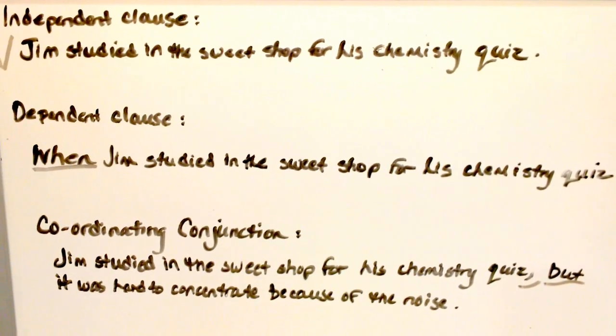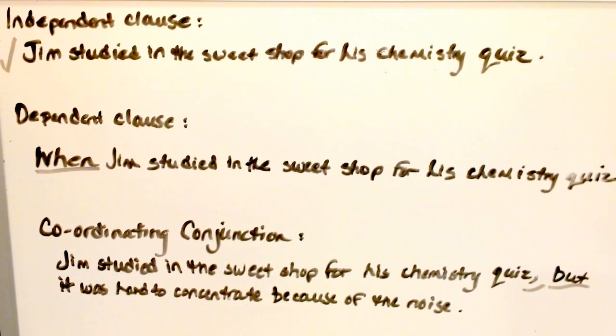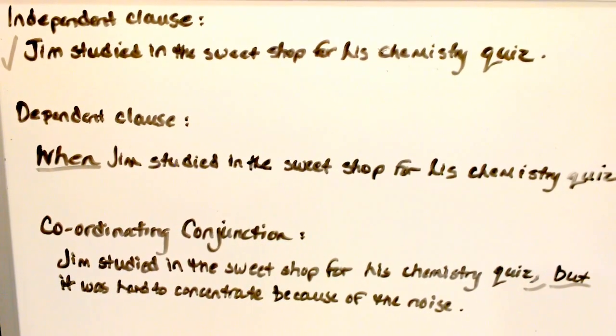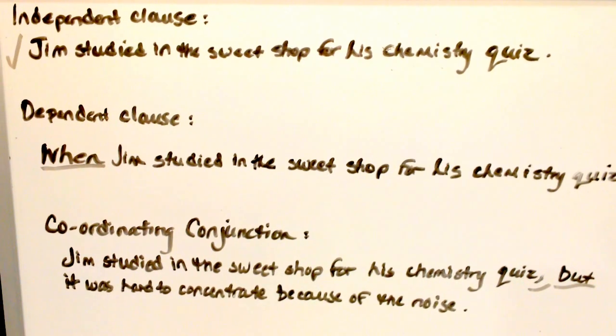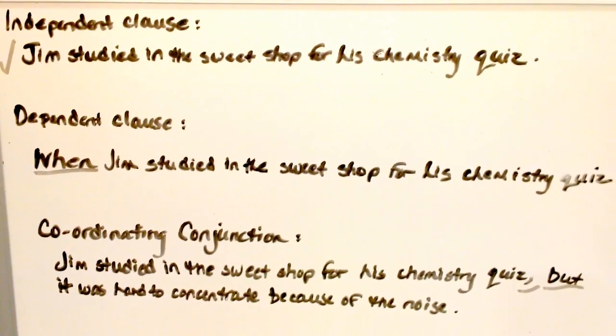Here's a tip to ensure there are no dependent clauses in your written work. Ask a question relevant to your sentence, and if it's not answered, it's a dependent clause. For example, when Jim studied in the sweet shop for his chemistry quiz. Ask what happened. The example does not answer that. Therefore, it is a dependent clause.